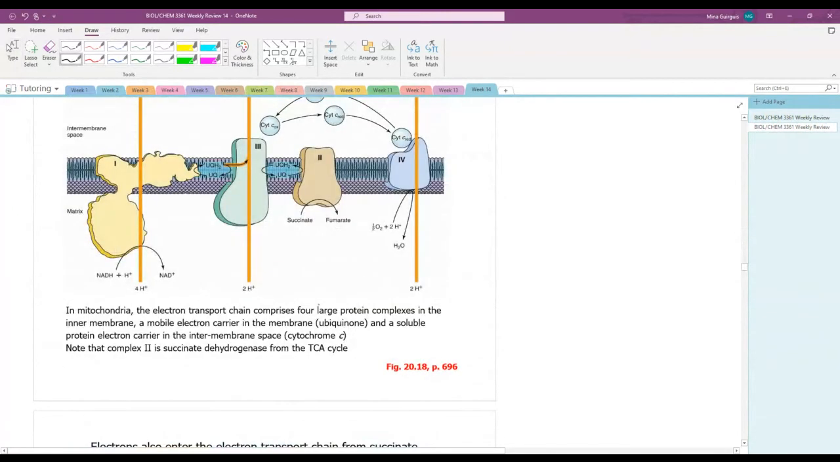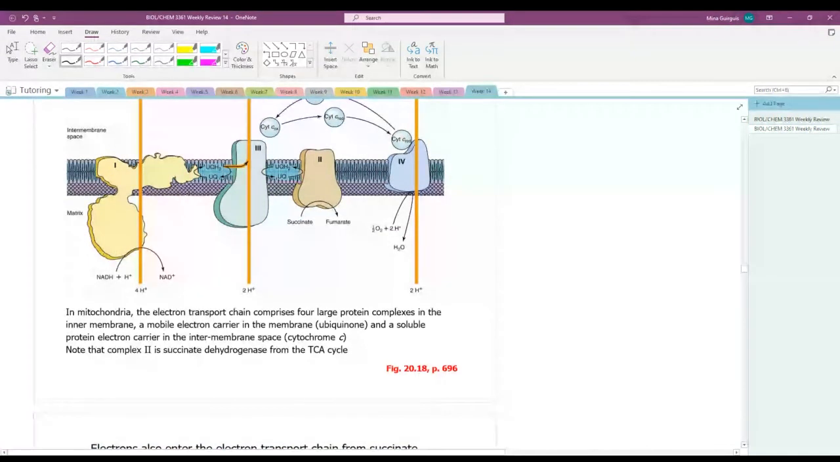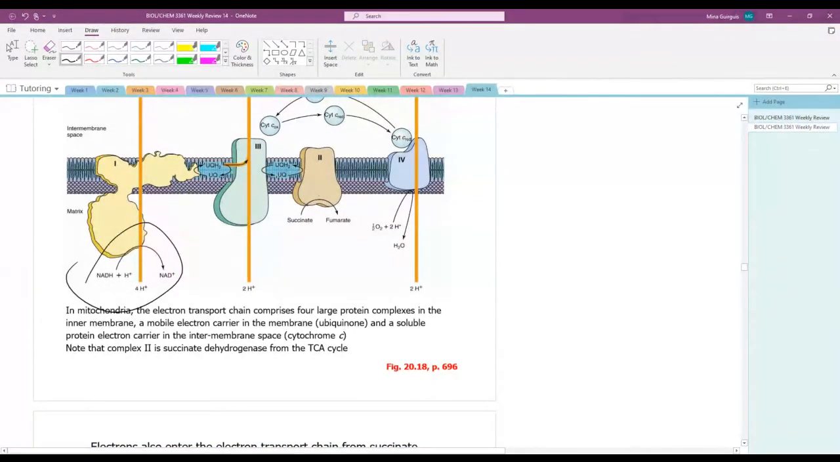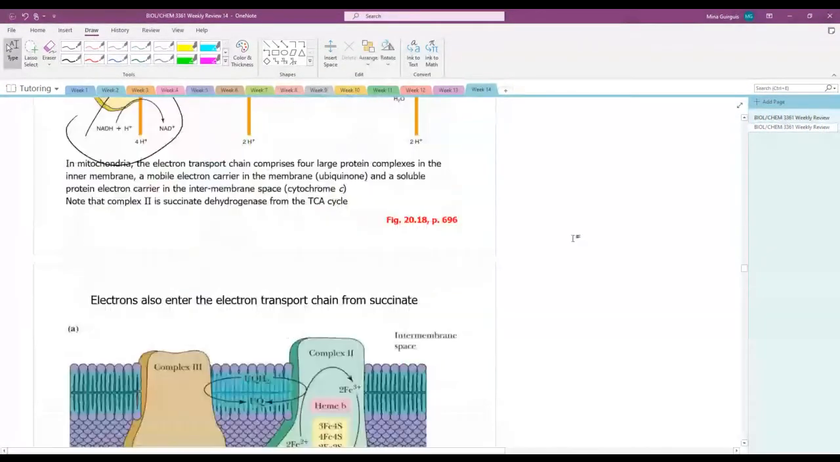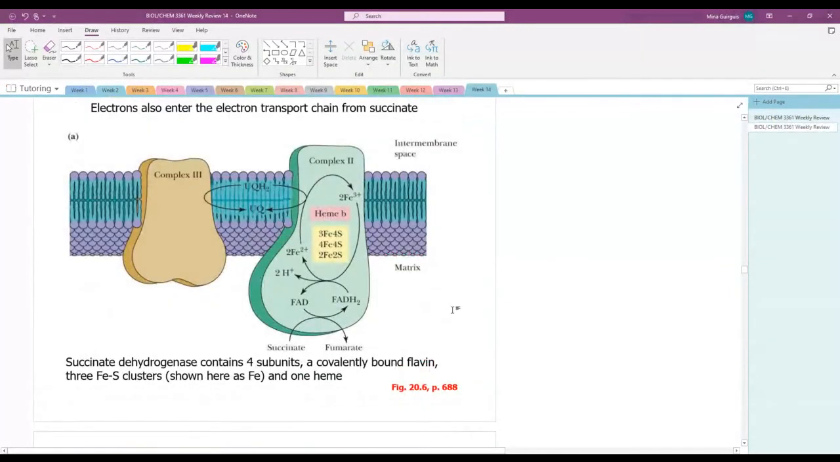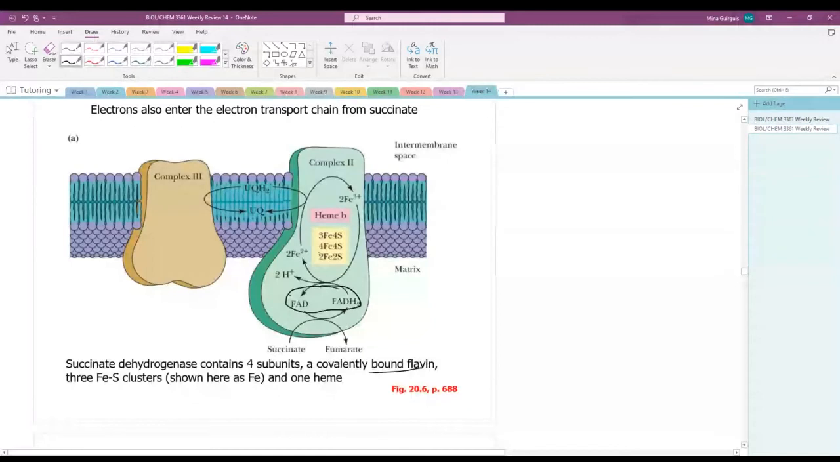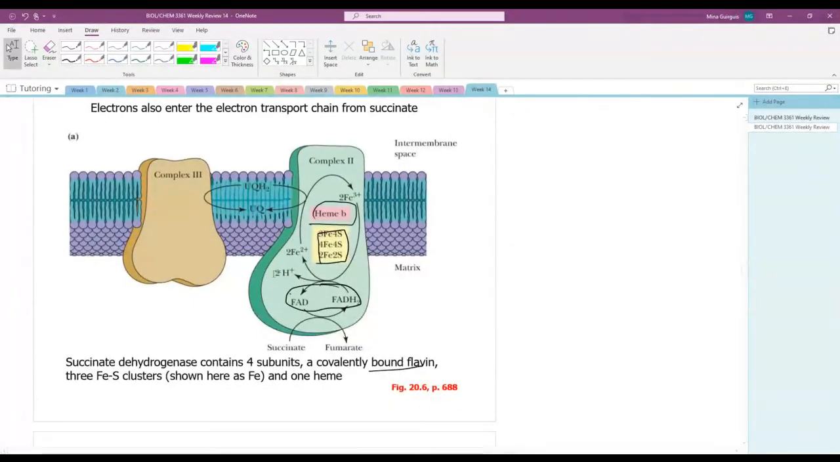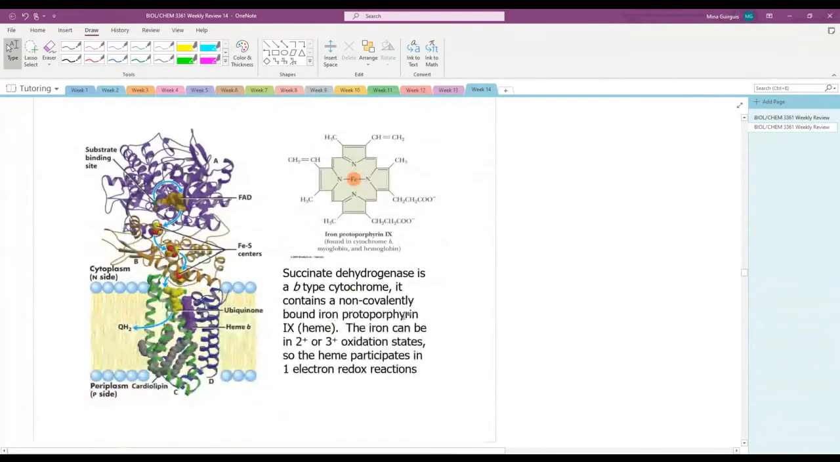So in this one, we saw NADH to NAD plus on the outside. That doesn't occur on complex 2. Complex 2 has it localized within. Okay, so it's a covalently bound flavin right here. And then it's got 3 iron sulfur clusters, these 3, and 1 heme group. Okay? All right, so let's talk about it.